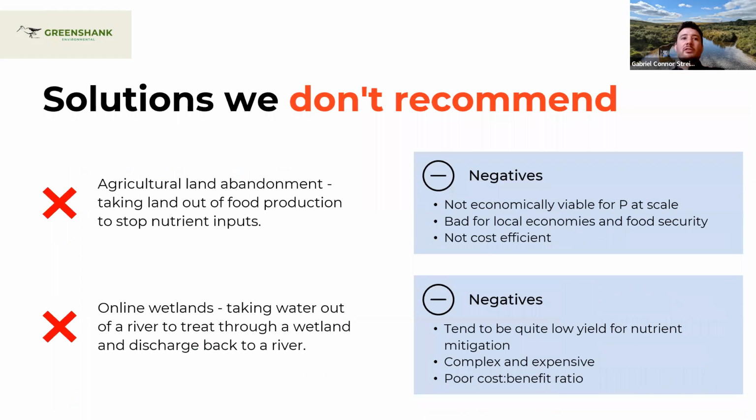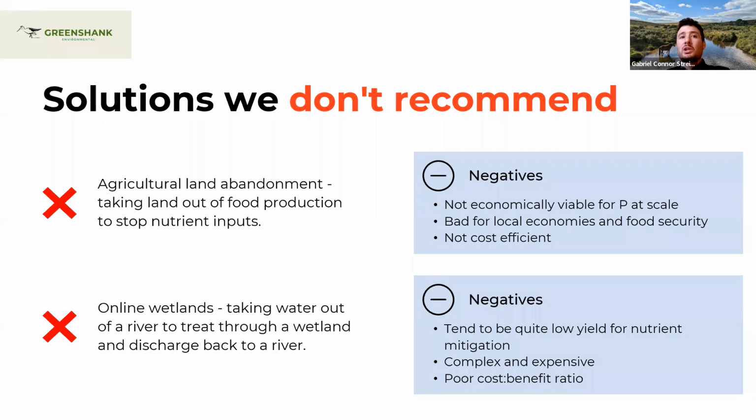We also have some things which we are not looking at, but which we're aware have been looked at quite widely by other practitioners who are looking at mitigation solutions. Probably the one that's been done the most is agricultural land abandonment, where people are taking land out of food production, which stops nutrient inputs, and subsequently that acts as a mitigation scheme.